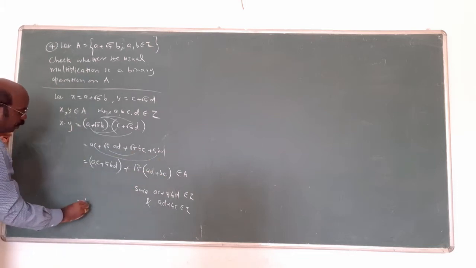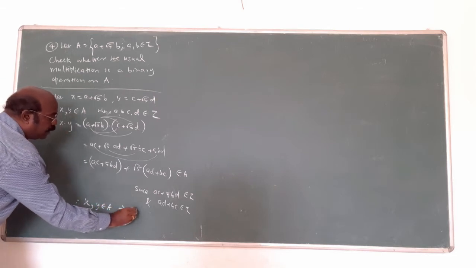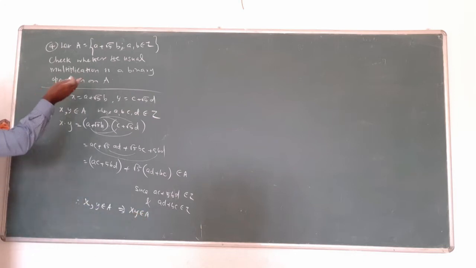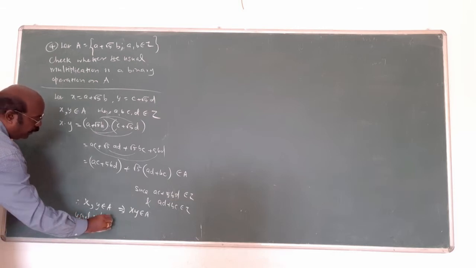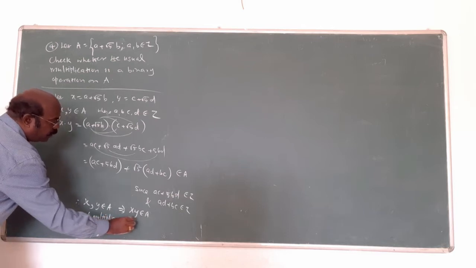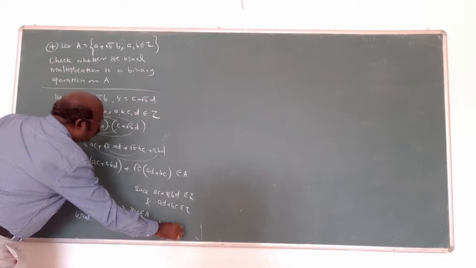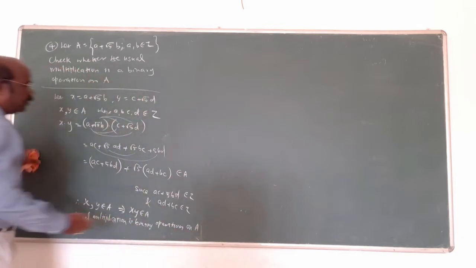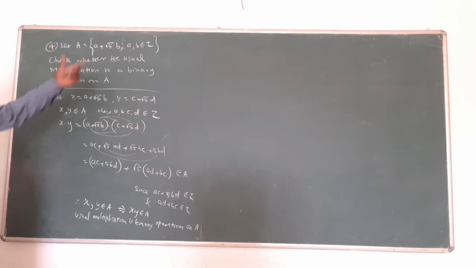What is the conclusion? Therefore, our assumption x comma y belongs to A implies x into y also belongs to A. That's why usual multiplication is a binary operation on A. That's the answer, because A is given. You want to multiply, and the answer also involves the given formula.